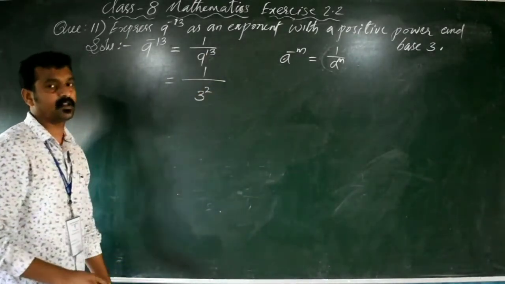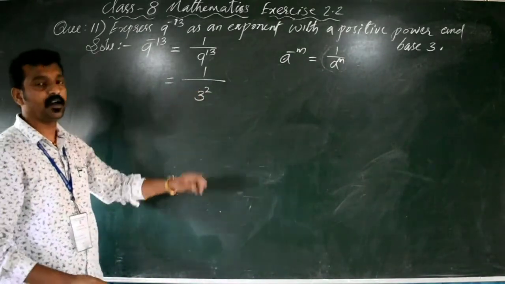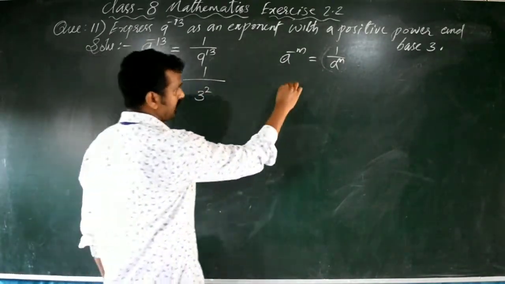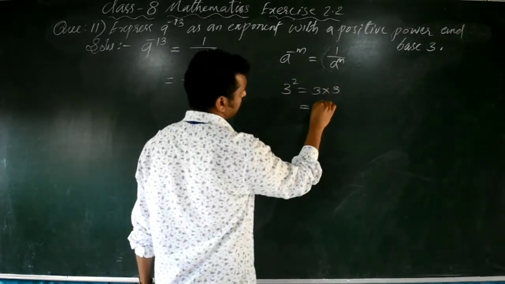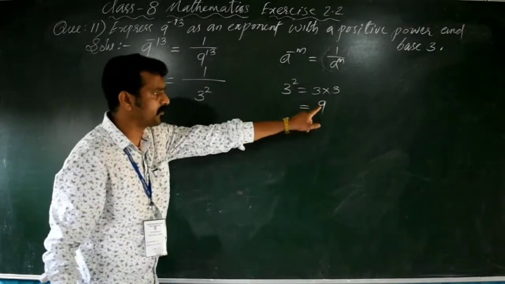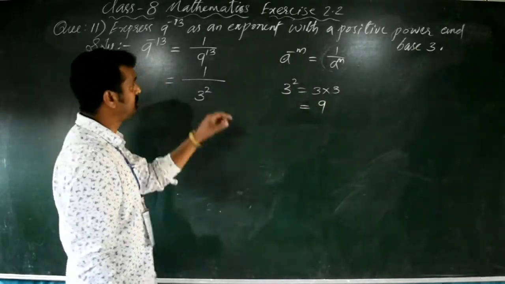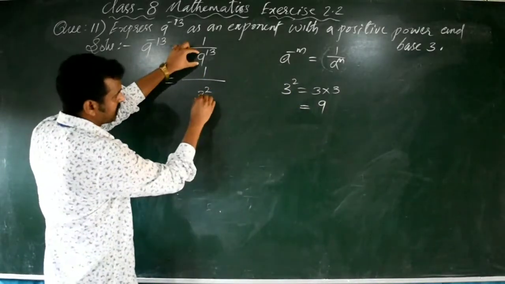What is the value of 3 square? 3 is multiplying 2 times, that is 3 3s are 9. 3 raised to 2 means 3 is multiplying 2 times, that is 3 3s are 9. So in place of 9 we can write 3 raised to 2.